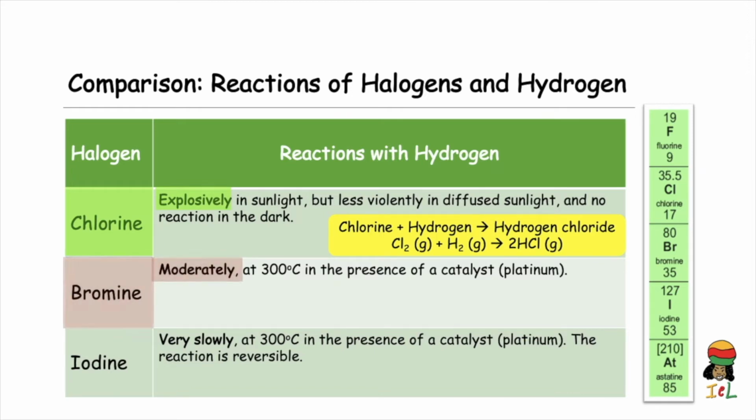Bromine reacts moderately with hydrogen at 300 degrees Celsius in the presence of a platinum catalyst to produce hydrogen bromide gas.